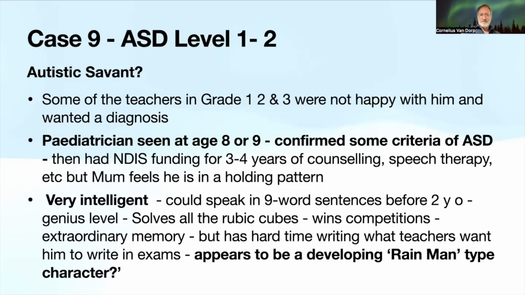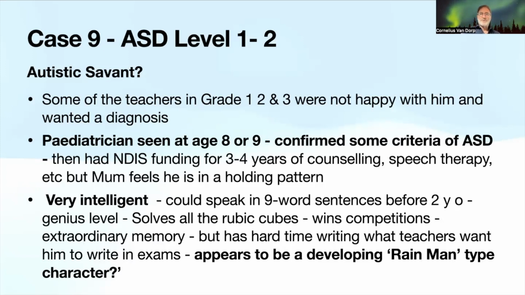Very intelligent, could speak in 9-word sentences before age 2, genius level, solves all the Rubik's cubes, wins competitions, extraordinary memory, but has a hard time writing what the teachers want him to write in exams. He appears to be perhaps a developing Rain Man, Dustin Hoffman type character.